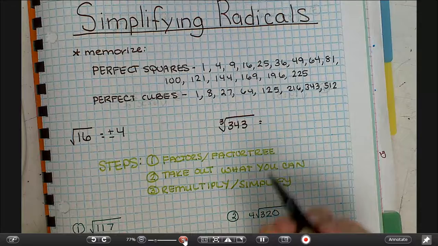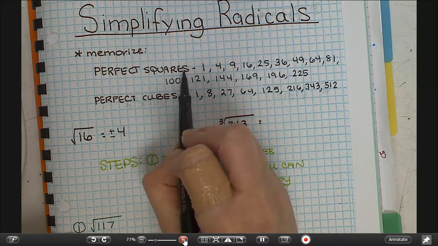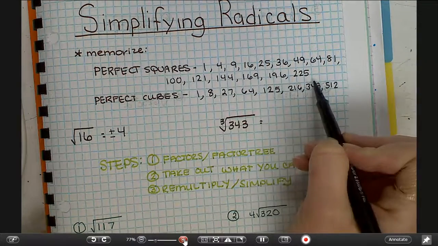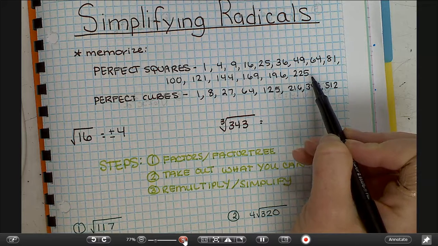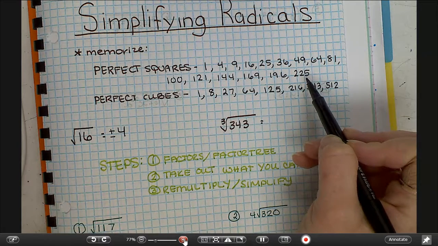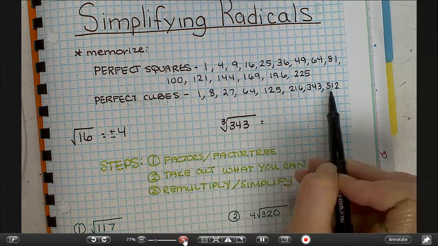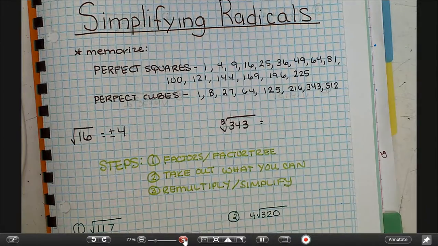All right, so I would recommend that you memorize the perfect squares at least through 225, which is 15 squared. It's just helpful to have them memorized. Perfect cubes, this is through 8. I would recommend taking some time to memorize those because that's going to make it easier.